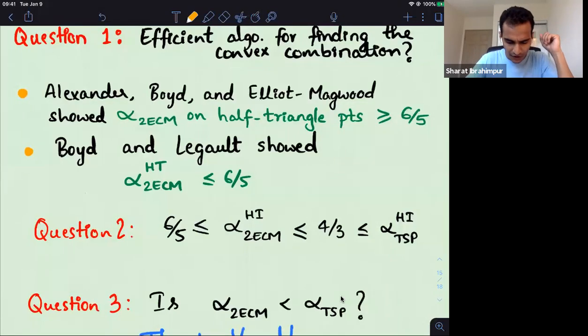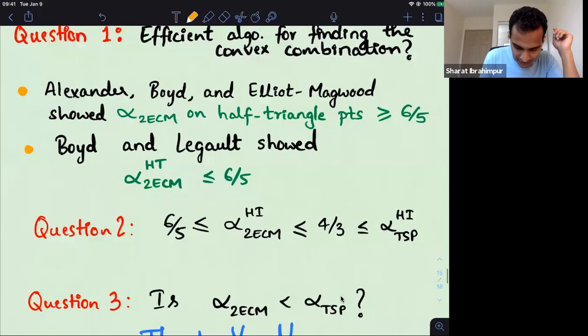And in a follow-up work, Boyd and Legault showed that the integrality gap for this class of instances is actually upper bounded by 6/5. Again, this is just some sort of a constructive result. This is not polytime, so this is still open. Polytime not known. Okay?